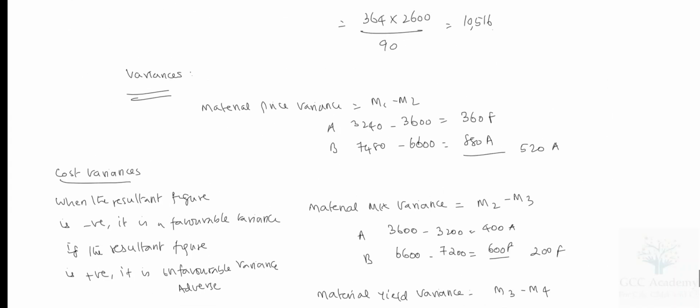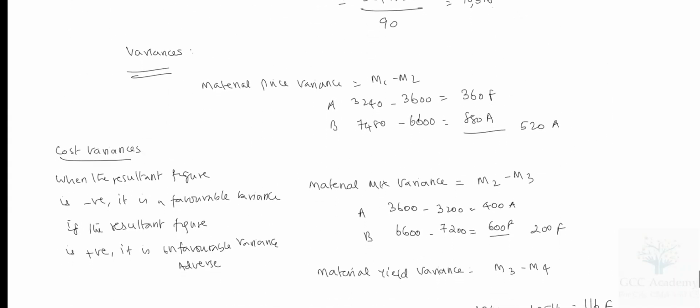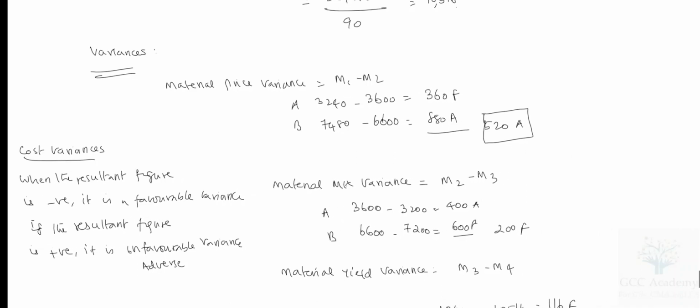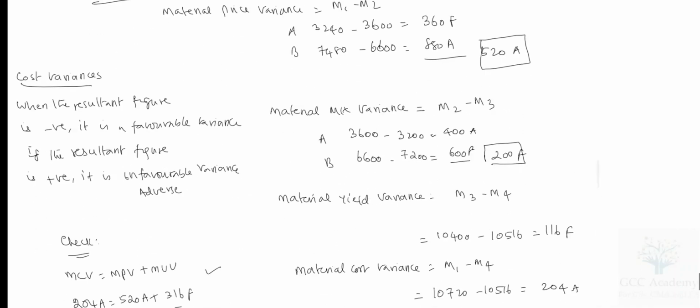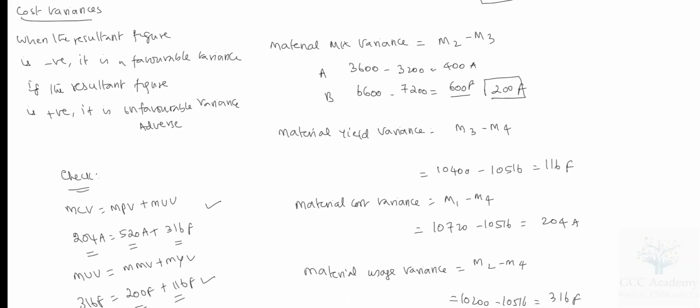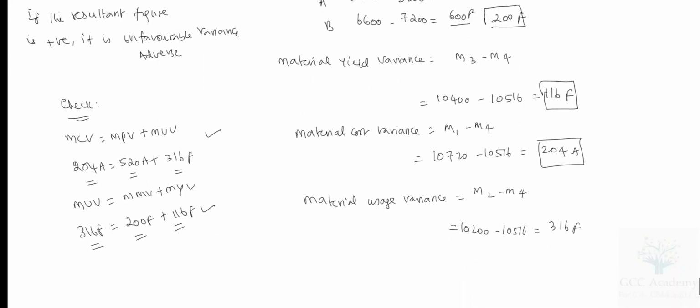So finally this is the figure. They asked us to calculate the variances. So material price variance is 520 adverse. I am highlighting that for easy understanding. Material mix variance is 200 favorable. Material yield variance is 116 favorable. Material cost variance is 204 adverse. And material usage variance is 316 favorable. Got it? Very good. So very interesting actually.